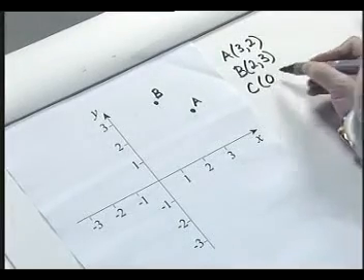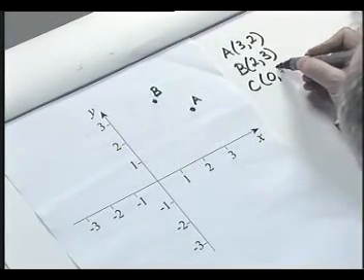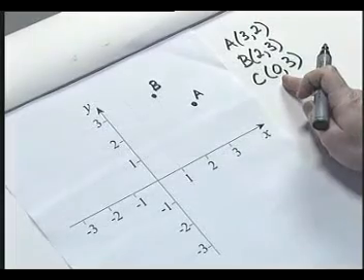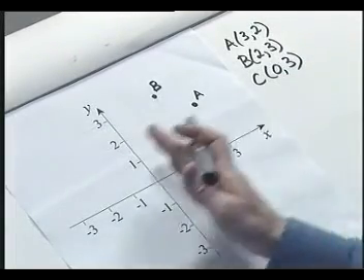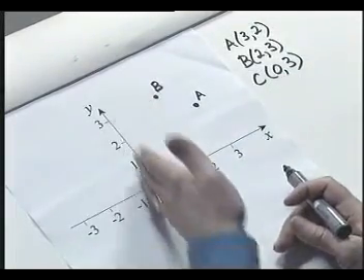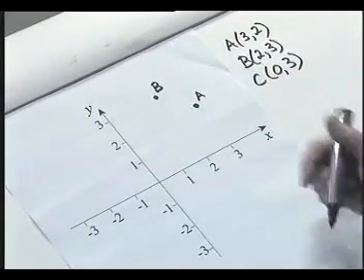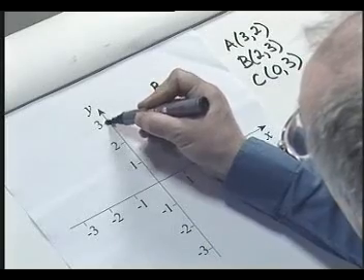Let's have some more. What about this point, C, which has an x-coordinate of 0 and a y-coordinate of 3? Let's see where that is. Well, an x-coordinate of 0 means we move no distance at all in the x direction. So we stay on the y-axis. And we want to be a distance 3 upwards from the origin. So there's my point C.